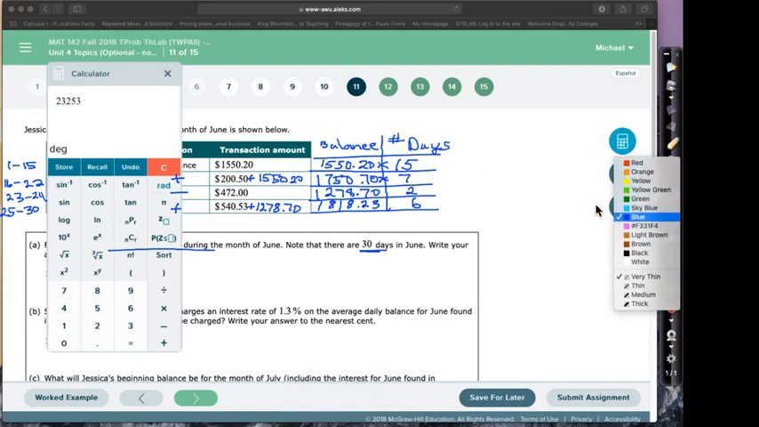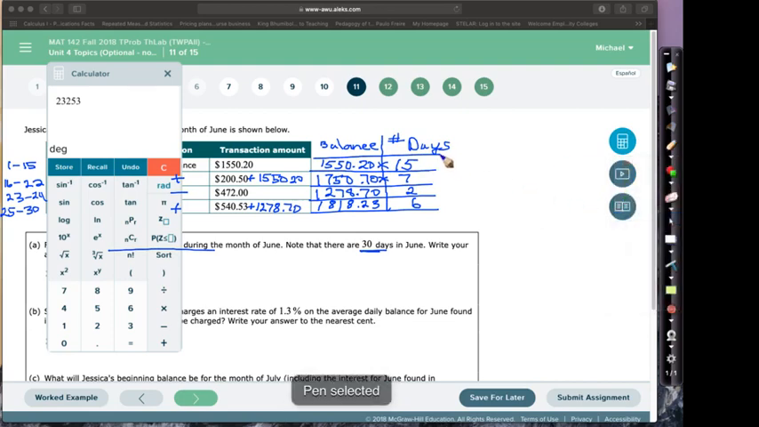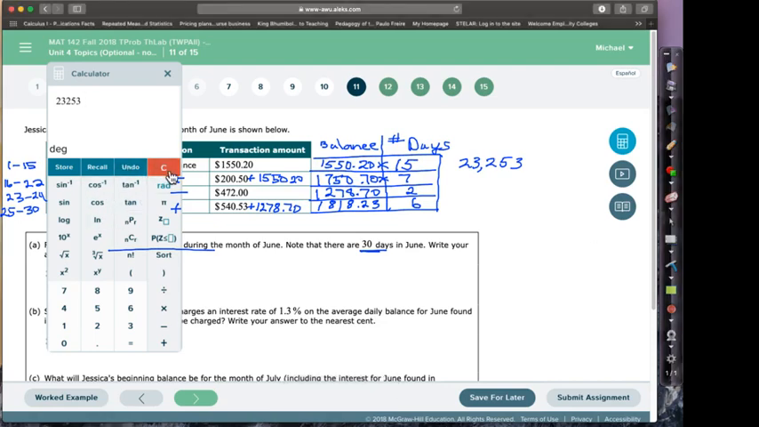Okay. So this gives us a total, monthly total, 23,253 and no cents. And then we go ahead and calculate the next one. So clear this one out.